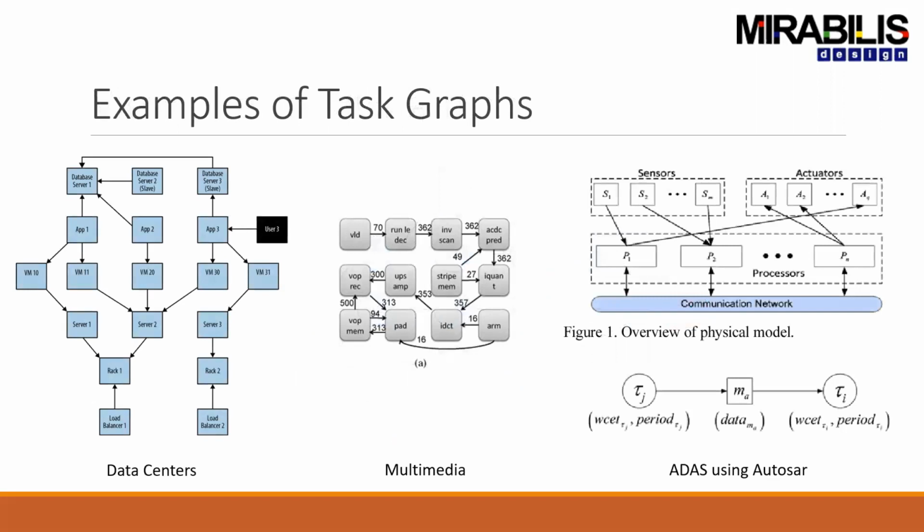Now, here are some examples of task graphs in a variety of applications: data centers, multimedia, and autonomous driving. Notice that some of them are linked through data arriving into the system. Others are linked to sensors and actuators that are connected to the processing nodes or the actual tasks themselves. Every one of them has different types of dependencies between the tasks.